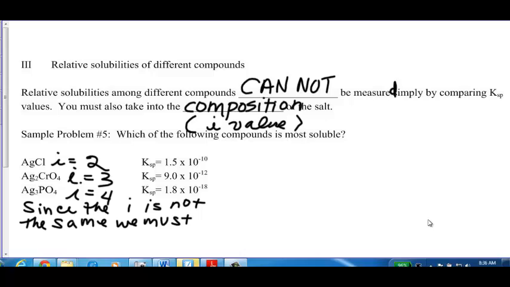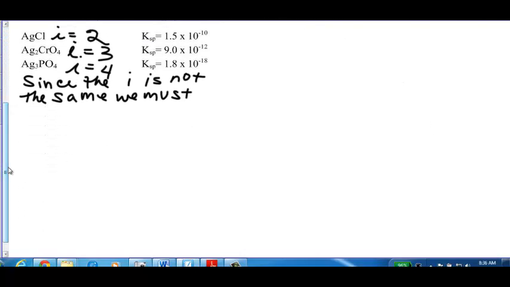I lost part of my screen here. I don't know where it went. It's off the screen. God bless you.